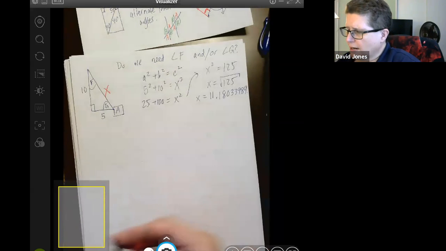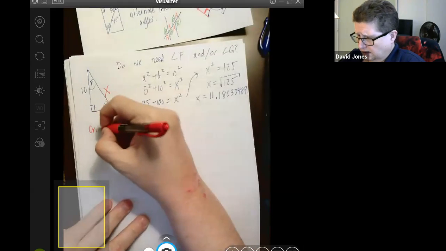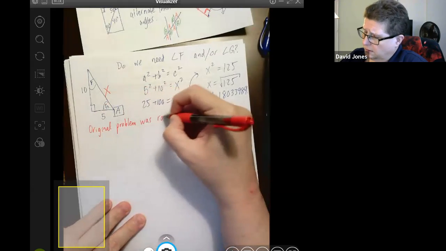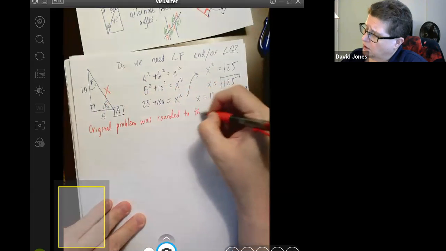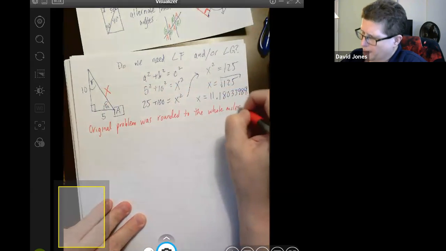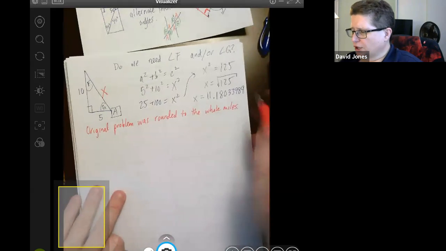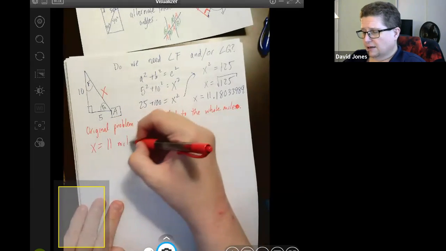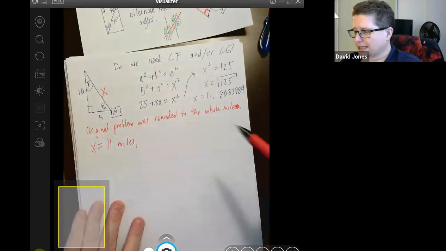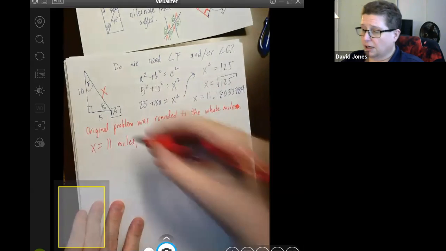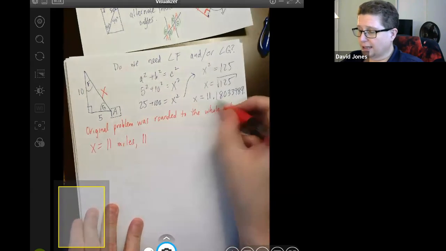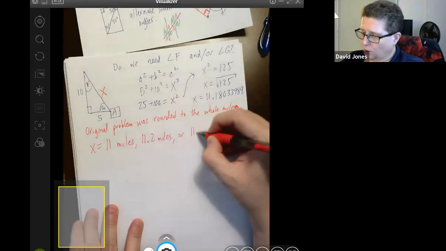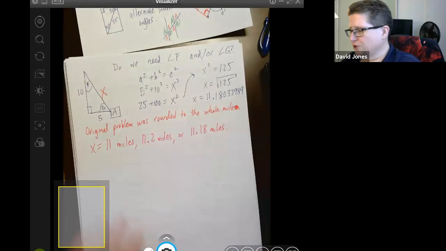The original problem was rounded to the whole mile. Depending on what you're doing this for, your answer could be X equals 11. Or if they actually wanted more precision, they said it was 5.00, 10.00. We could say that was, if we rounded the first decimal place, 11.2 miles or 11.18 miles. After that, no one uses too many more decimal places than that.